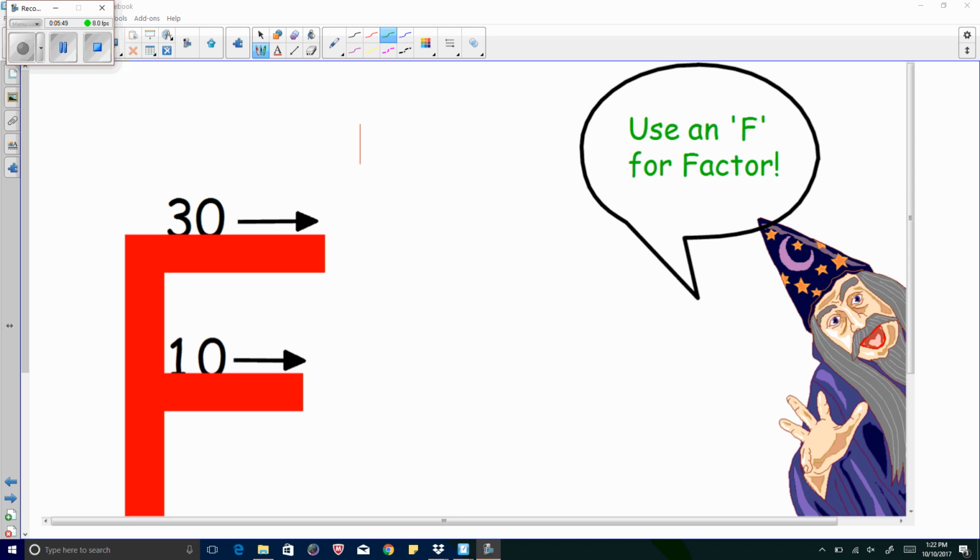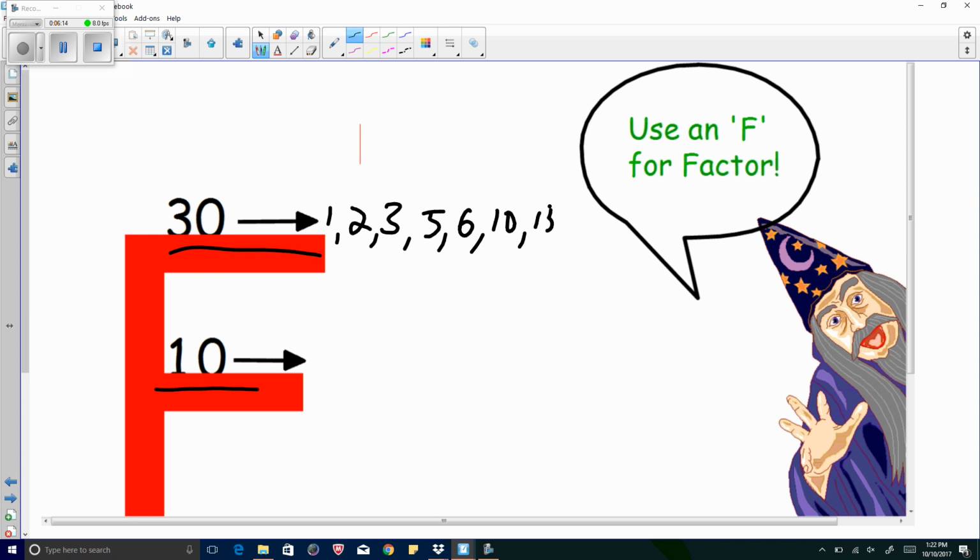I know that some of us get confused with factors and multiples, which is why I use the giant F for factor. And we write our numbers going sideways, kind of like the arms of an F. So I'm going to list the factors of 30. We have 1, 2, 3, 5, 6, 10, 15, and 30.